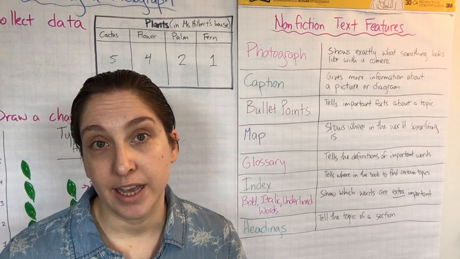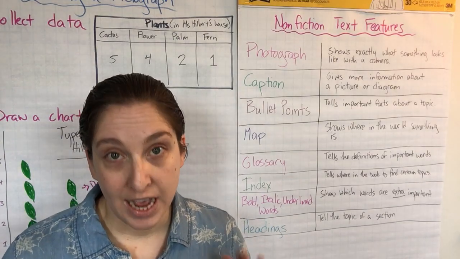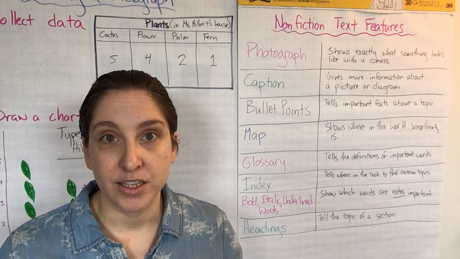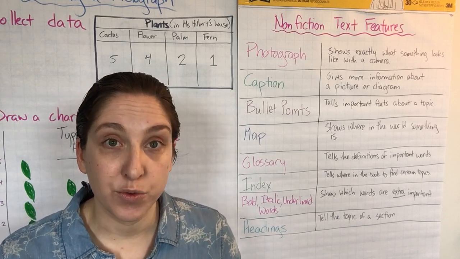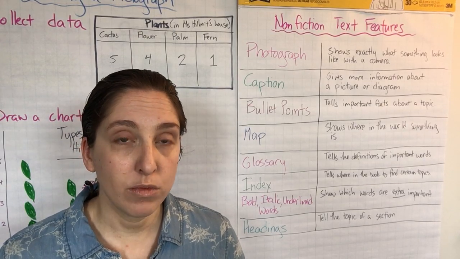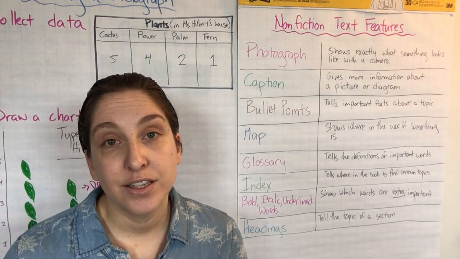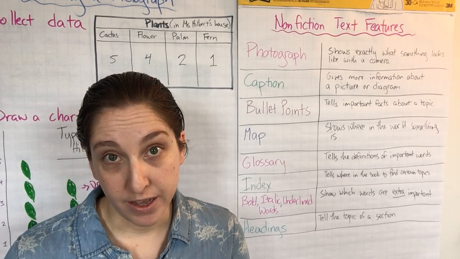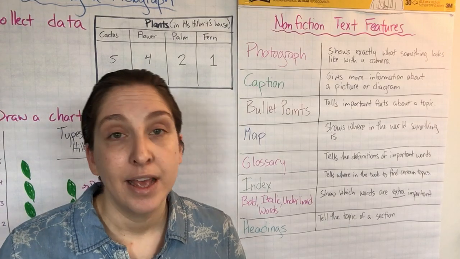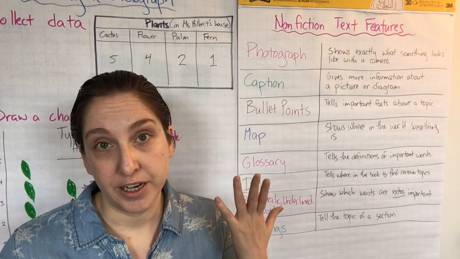Sometimes bold words indicate that a word might be in the glossary, sometimes not. A lot of times italic words and underlined words are only used for emphasis. That means that you need to pay close attention to those words when you're reading the book. And then the other text feature that we're going to look at today is headings. Headings are really important because they tell you the topic of a section of the text, so you know what you're going to read about ahead of time. That lets you ask questions and make predictions about what you're going to read, which improves your ability to understand.